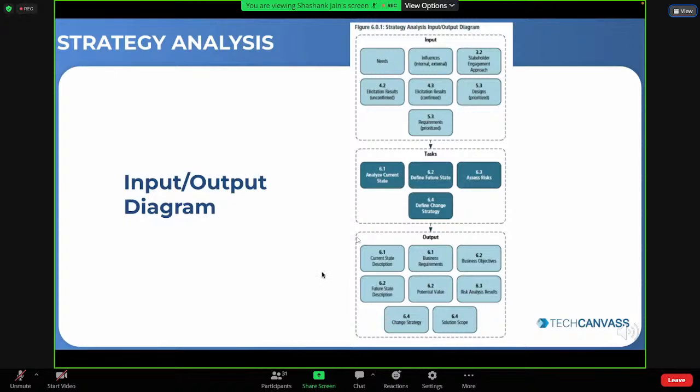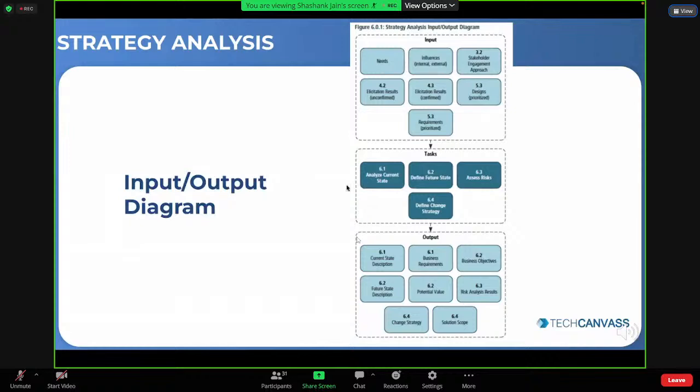As you see in the bottom box, there are outputs and they are numbered as well. You may be wondering what 6 and 4 mean, and why some numbers are like 5.3 or 3.2. As per BABOK version 3, chapter number 6 is called strategy analysis. Within chapter 6, there are 4 tasks, as you see here, 6.1 to 6.4: analyze current state, define future state, assess risks, and define change strategy.